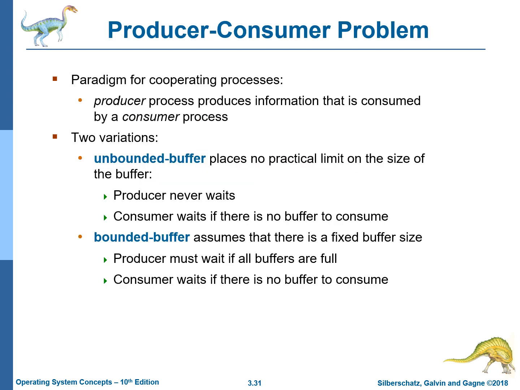Producer-consumer problem. A paradigm for cooperating processes. A producer process produces information that is consumed by a consumer process. There are two variations. Unbounded buffer places no practical limit on the size of the buffer. Producer never waits, and consumer waits if there is no buffer to consume. Bounded buffer assumes a fixed buffer size. Producer must wait if all buffers are full. Consumer waits if there is no buffer to consume.